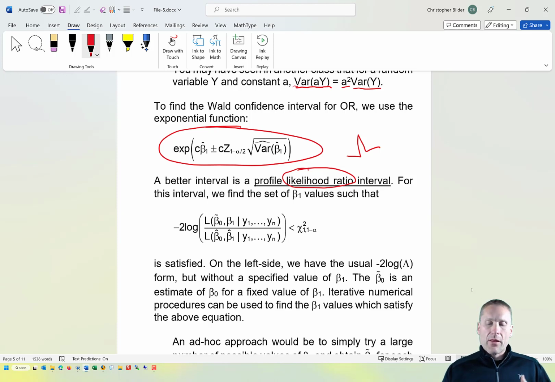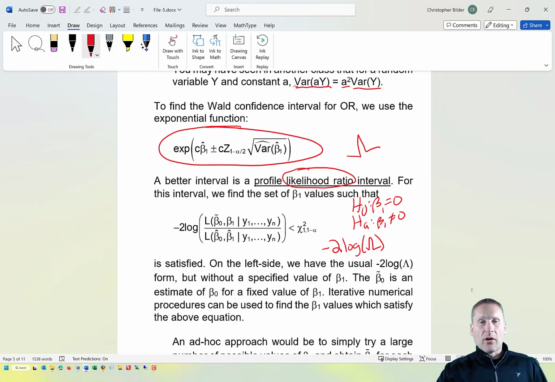Now, this particular interval is found the following way. Let's say I wanted to do a hypothesis test in our simple model that has only one explanatory variable in it. Suppose I wanted to do this hypothesis test. We've seen that we could use the -2 log lambda statistic to do this test. And then we know for a large sample, if we think of this as a random variable, this has a chi-square 1 distribution, 1 because there's only one parameter being tested in the null hypothesis.